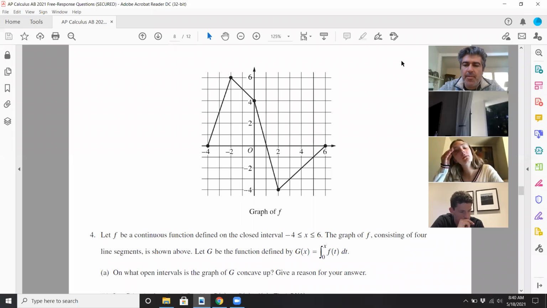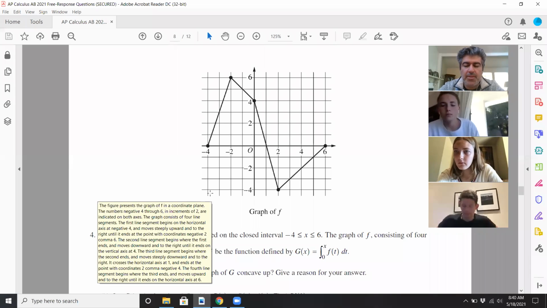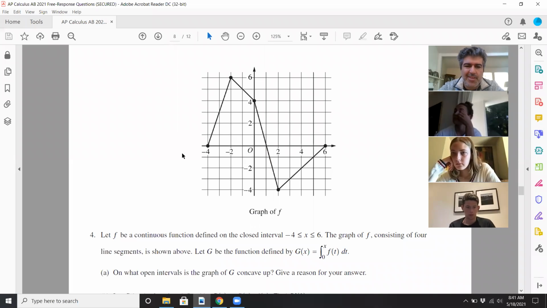So I'm recording the AP study group on Tuesday, May 18th. Here we're looking at the AP Calculus AP exam that was given on May 4th of 2021. So it just came out about a week or 2 weeks ago. Actually, this exam was given exactly 2 weeks ago. So it was given, probably released maybe about 10 days ago.